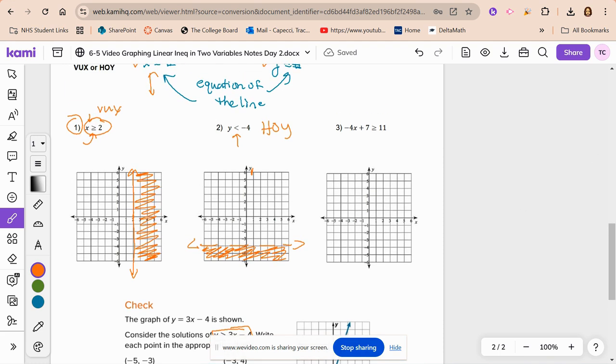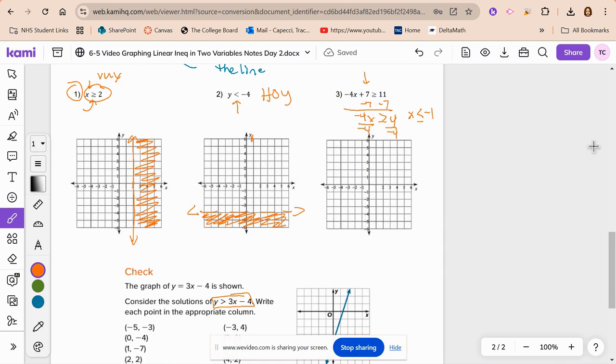Okay, now in number 3, we don't have our variable by itself. I realize that there's no y there, but I have to get my x by itself in order to graph. So I have greater than or equal to 4. I divide everything by negative 4. Now, remember, when you divide by a negative number, we need to change the direction of the sign. So I have x is less than or equal to negative 1. So I'm going to have a solid line where x is equal to negative 1. That's a vertical line, right? And numbers that are less than or equal to negative 1 appear over here on the left-hand side.